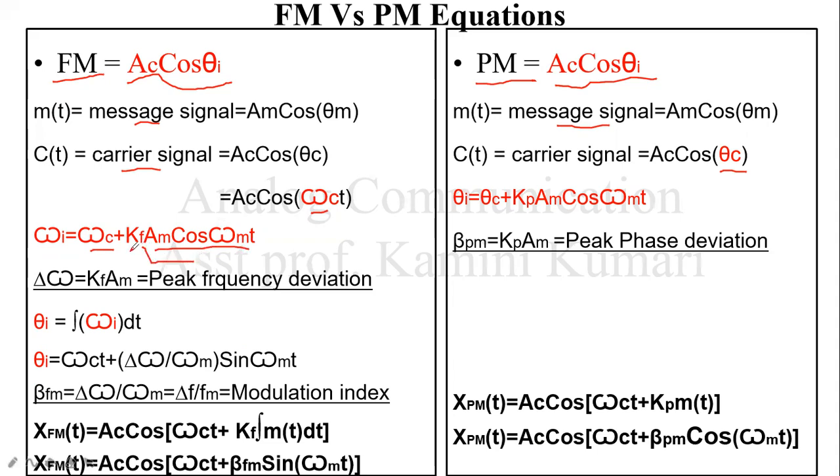Here kf is nothing but the frequency sensitivity constant. In the case of PM, to get the instantaneous theta, we are modulating the carrier phase according to the message signal, by some phase sensitivity constant. kp is nothing but a constant which is phase sensitive. So in the case of FM, we have omega i. In the case of PM, we have theta i.